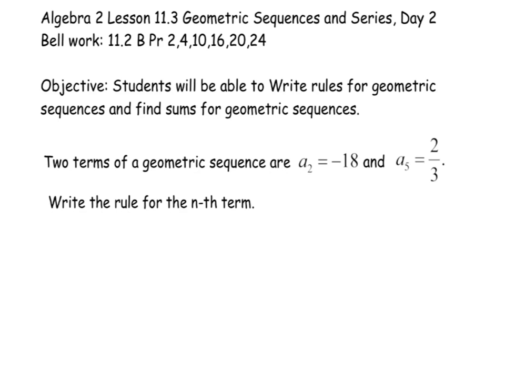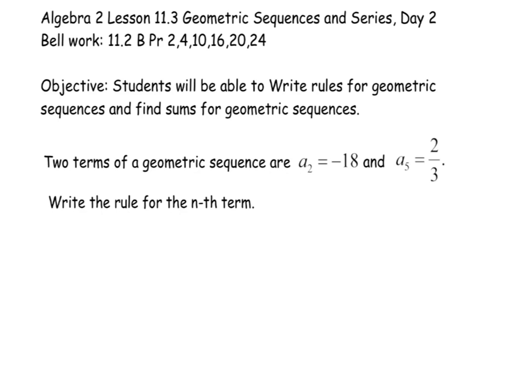In today's lesson, we are going to talk about geometric sequences and series, and this is the second day of this topic. So we are going to be able to write the rules for geometric sequences and find sums for geometric sequences. The first example says two terms of a geometric sequence are a2 equals negative 18 and a5 equals 2/3, and we need to write the rule for the nth term.